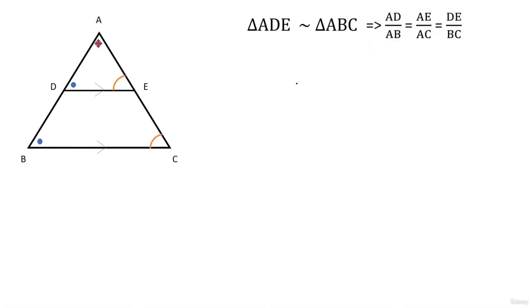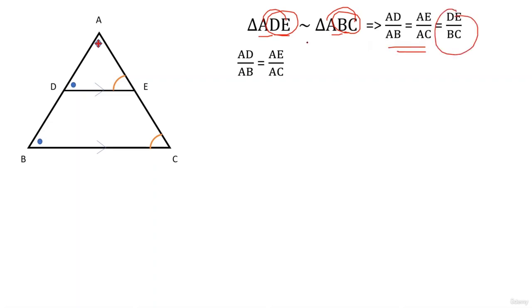Now I write the ratio of the corresponding sides. Okay, AD divided by AB. Okay, then इसके बाद AE divided by AC, and then DE divided by BC. Okay, I write the ratio of the corresponding sides. Right, now I'll take only the first two. Okay, I don't need this one right now.